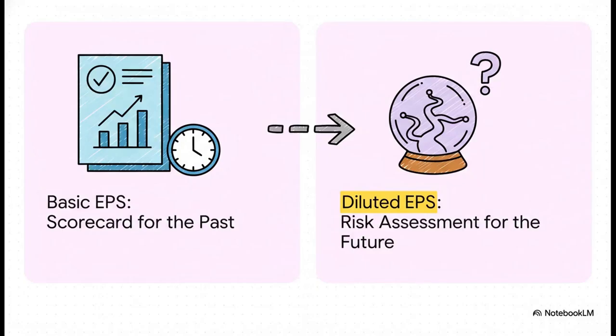So here's probably the simplest way to think about it. Basic EPS is your scorecard for the past year. It's the rearview mirror telling you what happened. Diluted EPS is your risk assessment for the future. It's like a look through the windshield at potential hazards down the road. And looking at the gap between those two numbers can tell you a whole lot about a company.